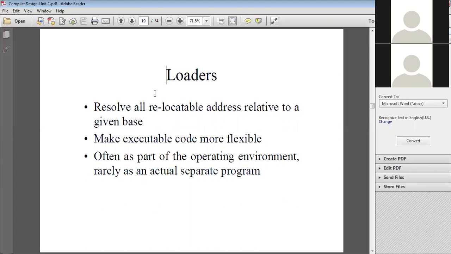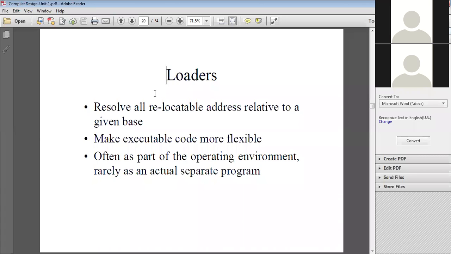Loaders also come under the category of system software. It loads your program. Whenever you write any source program, it loads your program from the computer to RAM and from RAM to the processor. The loader loads your high level language program, resolves all relocatable addresses relative to a given base, and makes executable code.